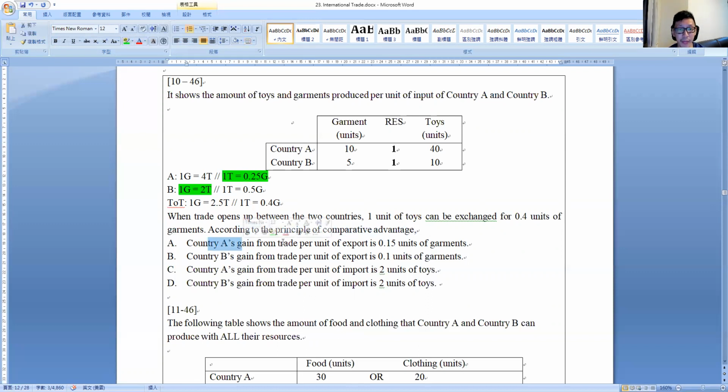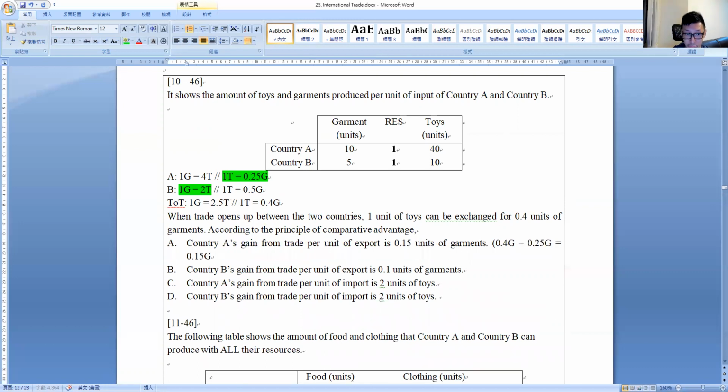Let's see country A's gain from trade per unit of export. Country A will export toy, so for one toy, what would be the gain? Here, the terms of trade is 0.4G, minus 0.25G, the opportunity cost. That is 0.15G, which is exactly the answer we want. The answer is A. But let's calculate the others too.